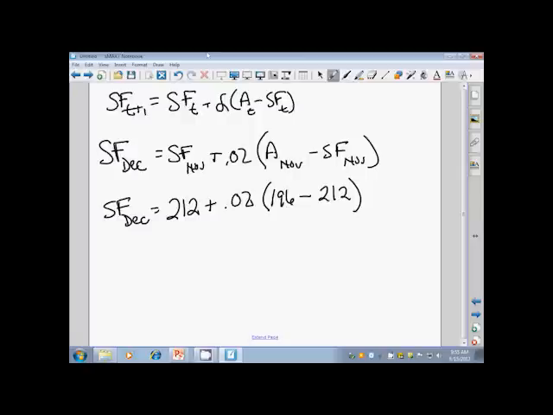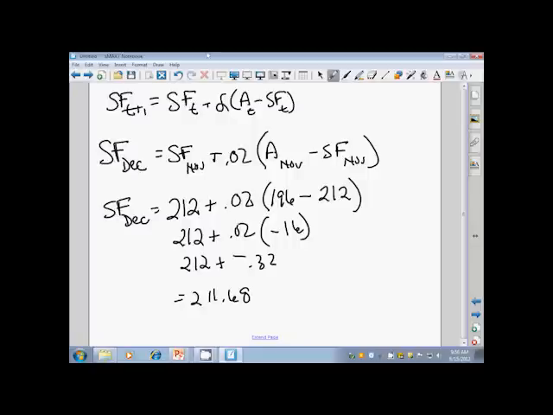So we look at 212 plus 0.02 times... 196 minus 212 is a negative 16. I'm going to take my 212. My 0.02 times a negative 16 is a negative 0.32. My 212 minus 0.32 is 211.68. If I wanted to do this quickly on my calculator, I can take 196 minus 212, multiply that by 0.02, and add 212.